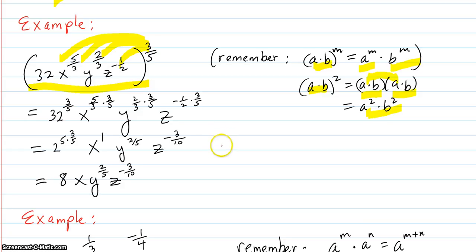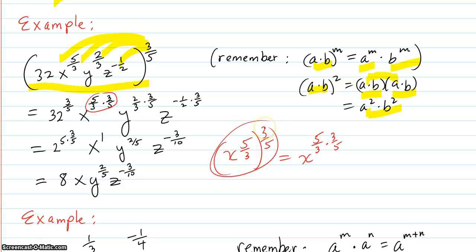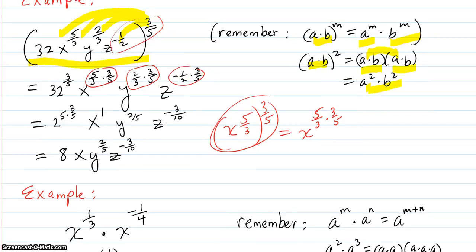You could see that step here as x to the 5/3, to the 3/5 power, and that would be x to the 5/3 times 3/5. That's what I have here. So I could have shown this step. And multiplying on the exponent of this, 2/3 times 3/5, that's this multiplication. And then this one here, z to the negative 1/2 times 3/5. So there you have all the exponents, then you simplify it down.